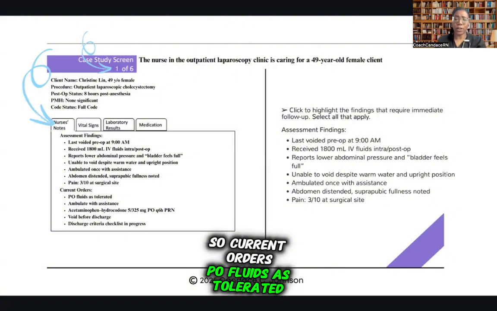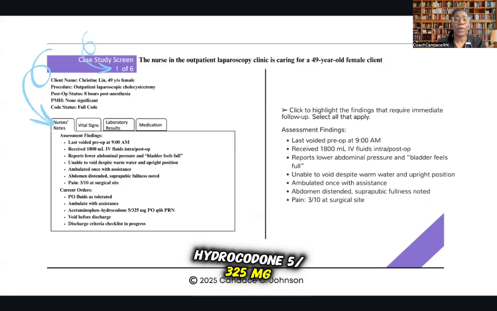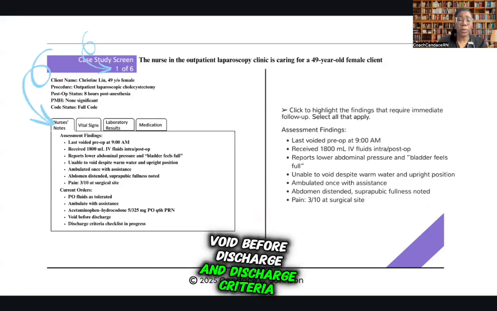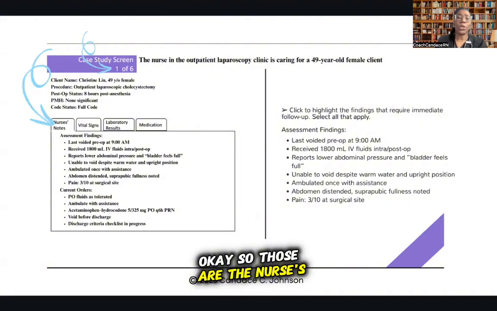All right, so current orders: PO fluids as tolerated, ambulate with assistance, acetaminophen hydrocodone, 325 milligrams PO, Q6 hours, PRN. Void before discharge, and discharge criteria checklist in progress. Okay, so those are the nurse's notes and some current orders.